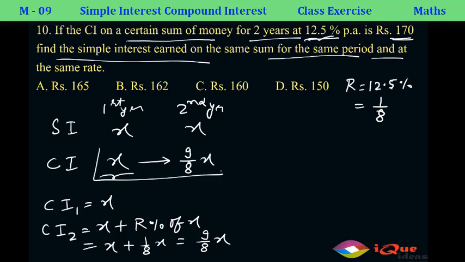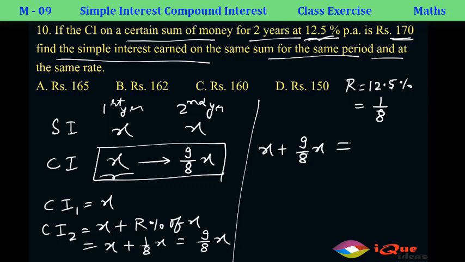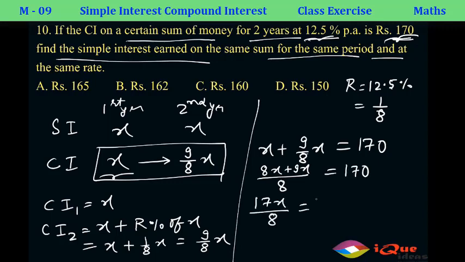And the total compound interest for 2 years will be x plus 9 by 8 x, and it is given equal to 170 rupees. So if you add, the denominator will become 8, the numerator will become 8x plus 9x, that is 17x. So it is 17x by 8 equal to 170. Now 17 cancels 170 10 times. So x is equal to 8 into 10, that is 80 rupees.